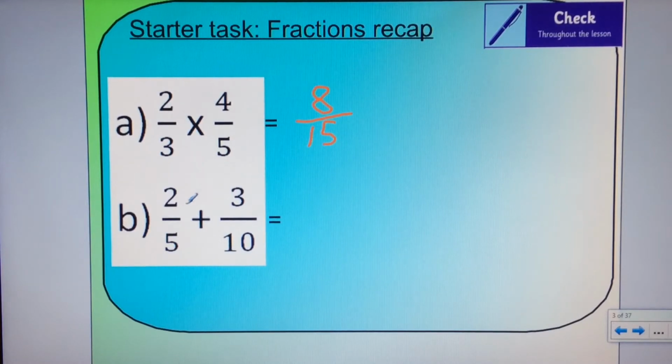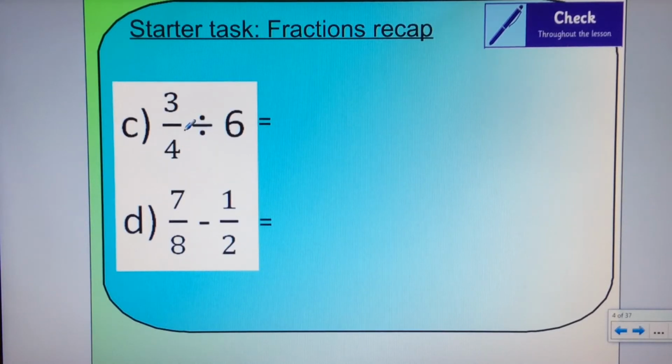When we are adding fractions, however, we need to make sure that the denominators are the same. So we need to find an equivalent fraction by using our multiples knowledge. So 2 times 5 is 10, so we can change the numerator as well by multiplying by 2 to give us 4/10. That's equivalent to 2/5. We can then keep our denominator the same and add our numerators, so giving us 7/10.